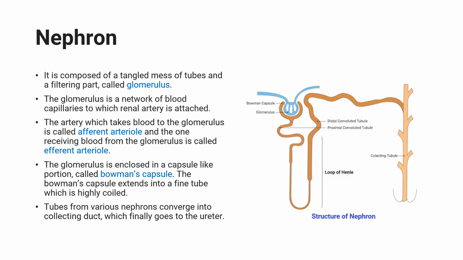The Bowman's capsule extends into a fine tube which is highly coiled. Tubes from various nephrons converge into the collecting duct, which finally goes to the ureter.